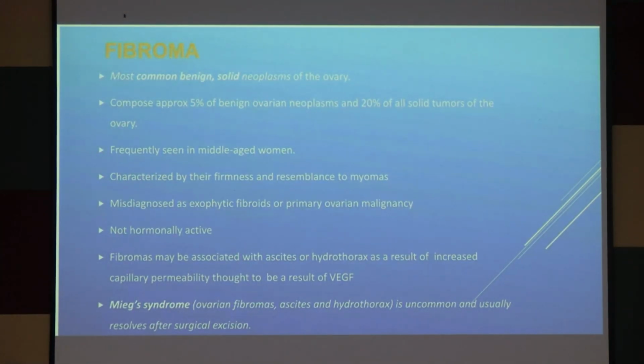This is the common benign solid neoplasm, fibroma. The only thing you need to remember from fibroma is Meigs syndrome. Fibroma of the ovary causes something called Meigs syndrome. It's a triad of ovarian solid mass, ascites, and right-sided hydrothorax. What is hydrothorax? Inside where? Where in the thorax? Yes, within the pleural cavity. It causes hydrothorax.